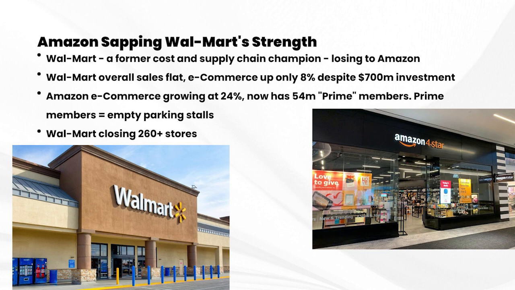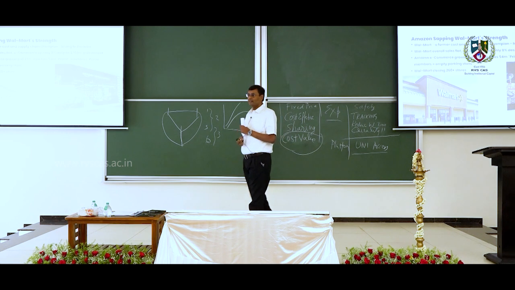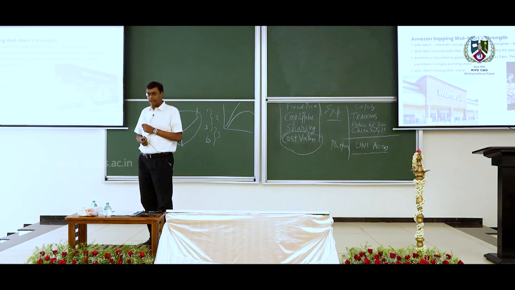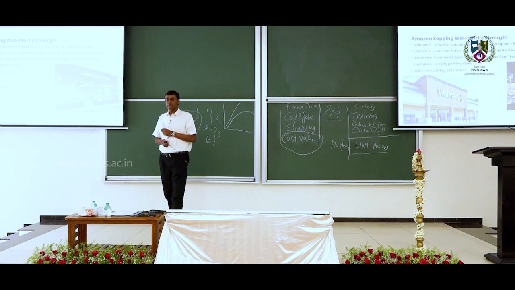What does it mean? For every Prime member who comes to Amazon, 4 parking spaces become free. They literally calculated this. So what's happening there? Walmart is losing customers big time, okay?